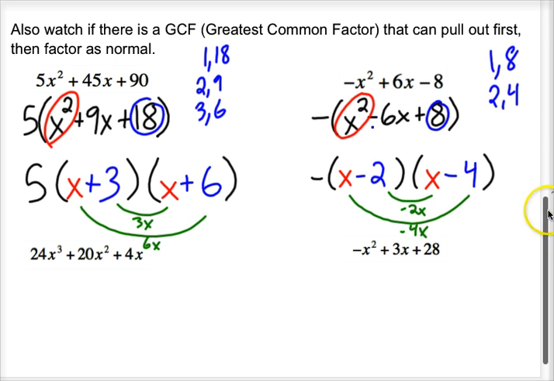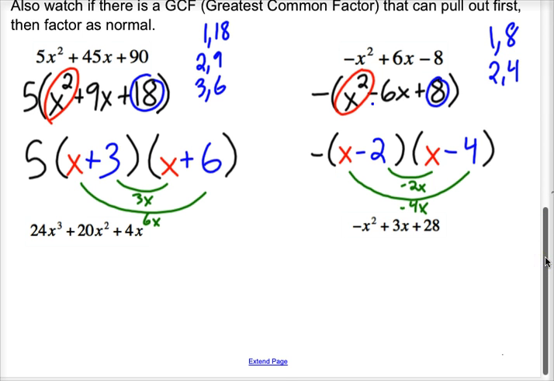Moving right along to our next example: 24x cubed plus 20x squared plus 4x. Now, one thing I notice here is how every one of those numbers is divisible by 4. So the first thing that I'm going to do is pull that 4 out. The next thing that I notice is my x is in every term. My variable is in every term of this. So what that's communicating to me is I can pull it out.